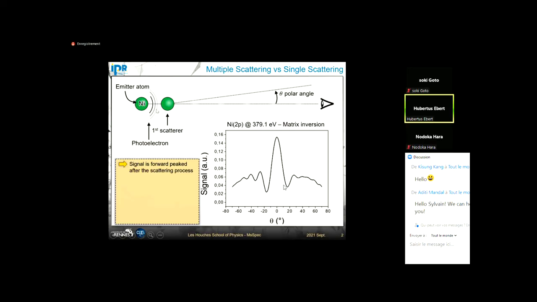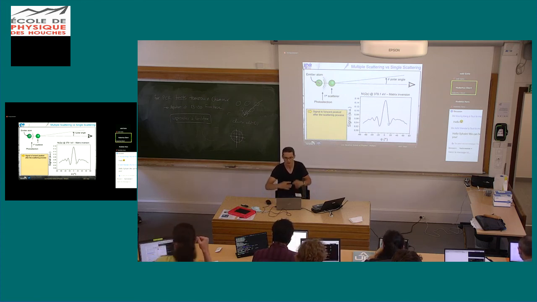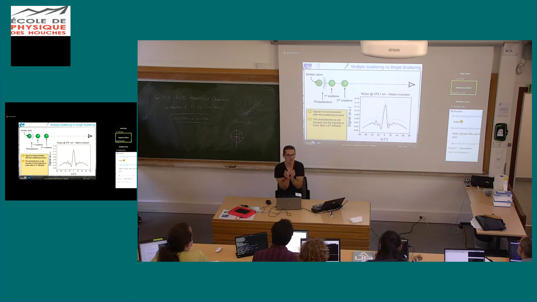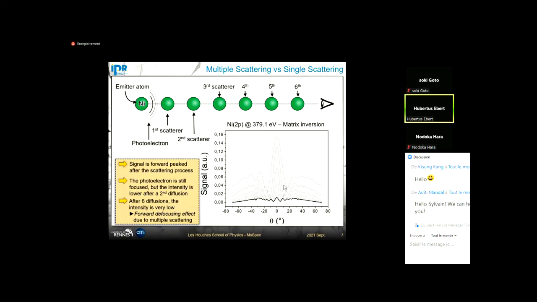Here I have my emitter atom and the first scatterers, and here is my detector, and I'm looking at the signal as a function of the polar angle. It means that I have a strong peak at 0 in the forward direction, due to the scattering factor, of course. In matrix inversion, if you add some more atoms, the forward peak is always focused, but the signal starts to decrease. With more and more atoms, you decrease the signal and end up with no signal. This is the defocusing effect.